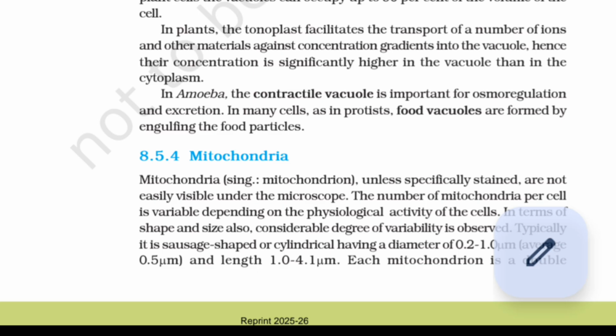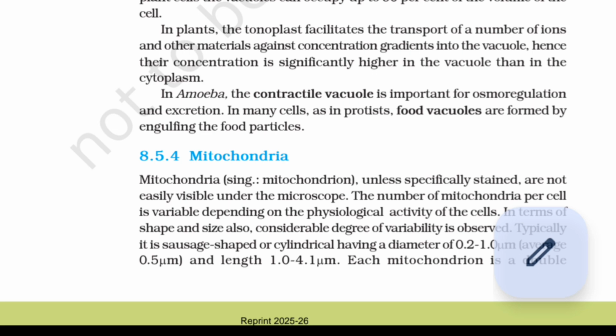Mitochondria, singular mitochondrion. Unless specifically stained, they are not easily visible under the microscope. The number of mitochondria per cell is variable depending on the physiological activity of the cells. In terms of shape and size, a considerable degree of variability is also observed. Typically, it is sausage-shaped or cylindrical, having a diameter of 0.2 to 1.0 micrometer, average 0.5 micrometer, and length 1.0 to 4.1 micrometer.